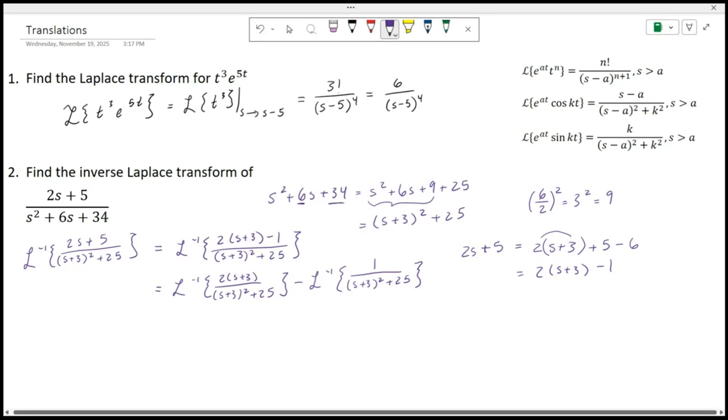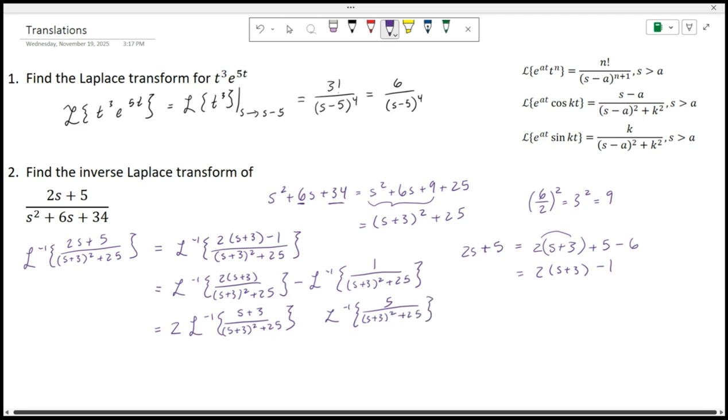Okay, so for the first one, the only thing I need to do to make it exactly like it is pull the 2 out. So I have 2 times the Laplace inverse of s plus 3 over s plus 3 squared plus 25. On this second one, I need k in the numerator. And I have a 25 down below here, which is 5 squared, which means I need a 5 inside the numerator. So I need this to be 5 over s plus 3 squared plus 25.